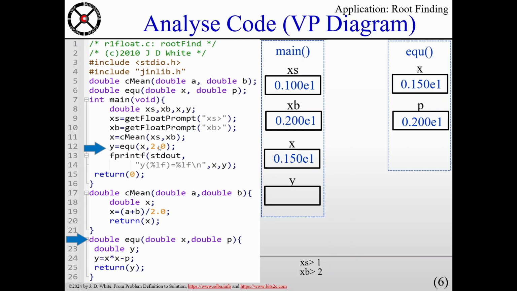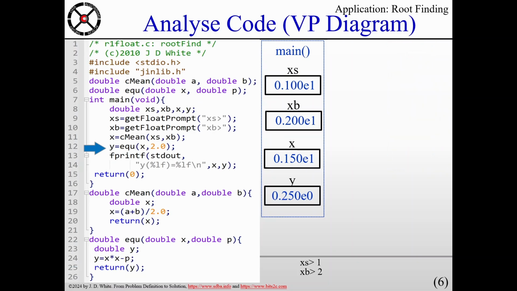It takes the value of 2 and puts it into P, creates its own container Y, takes the value out of container X, multiplies it by the value in container X a second time, squaring it, then takes the value out of container P and subtracts it from this value, and finally puts it into container Y. And then returns Y to the calling program. And disappears.